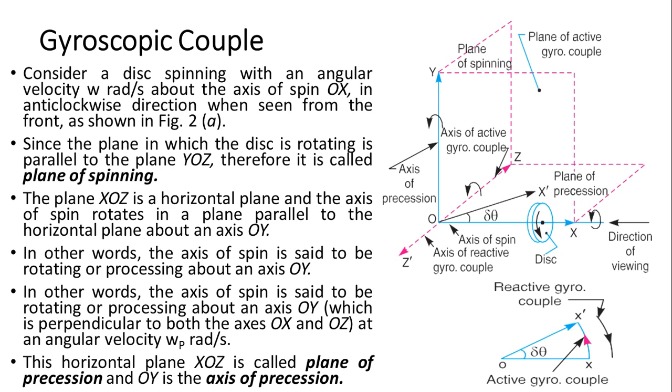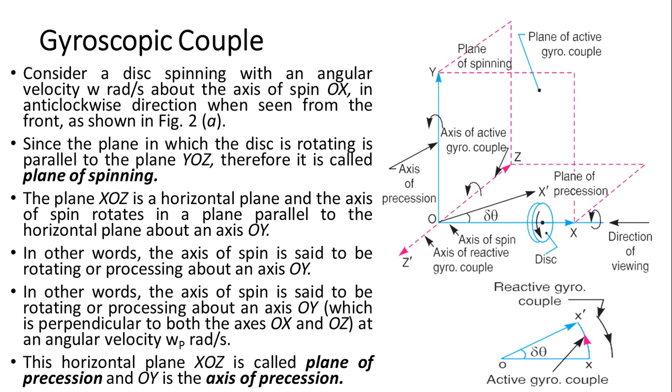And we can see the z-axis. Towards the z-axis you can see the axis of the active gyroscopic couple, whereas the opposite direction of z, which is coming outwards, that is z dash, is seen in the figure. That will be nothing but the axis of the reactive gyroscopic couple. That is also a type of gyroscopic couple, but of reactive type. So mainly we get three axes: axis of spin, axis of precession, and the active axis of the gyroscopic couple.